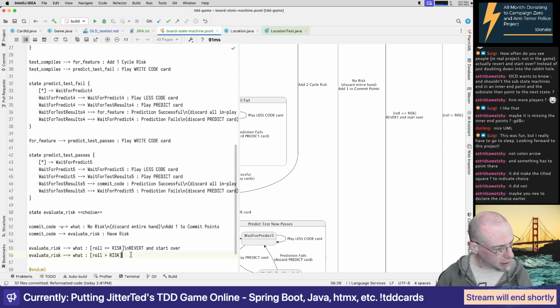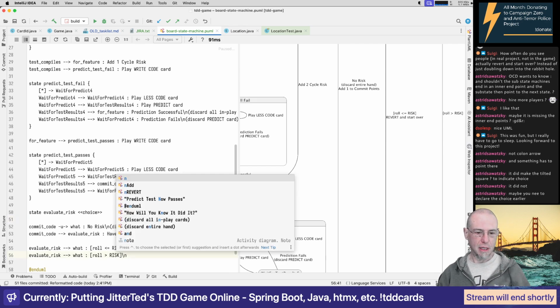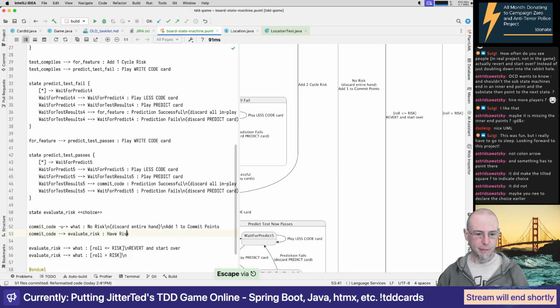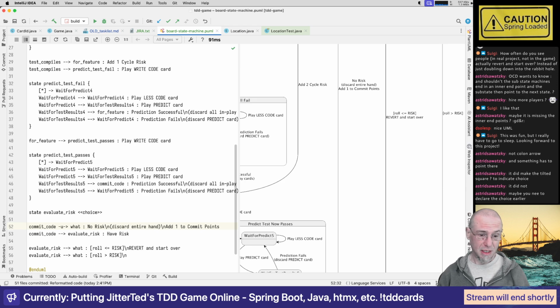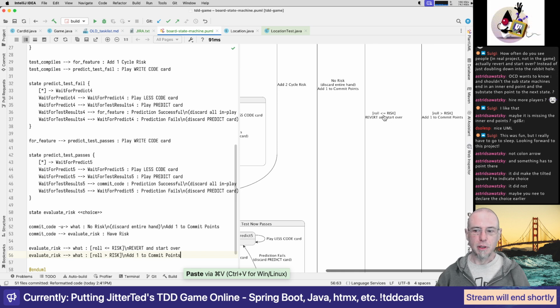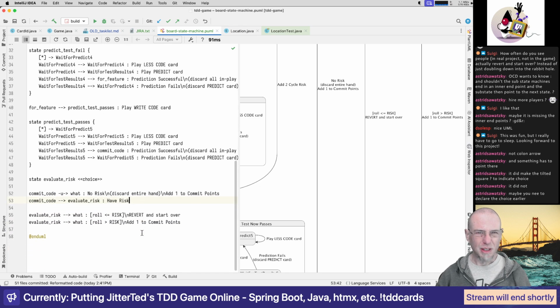If your roll is greater than risk, then it's basically... Is it another state? I guess we'll see. But it's basically that. So if your roll is less than risk, you revert and start over. Otherwise, if it's greater than risk, then you add 1 to commit points. There's one other step in something, but I think that's going to be enough for now. So that's it. I think that's the whole thing.